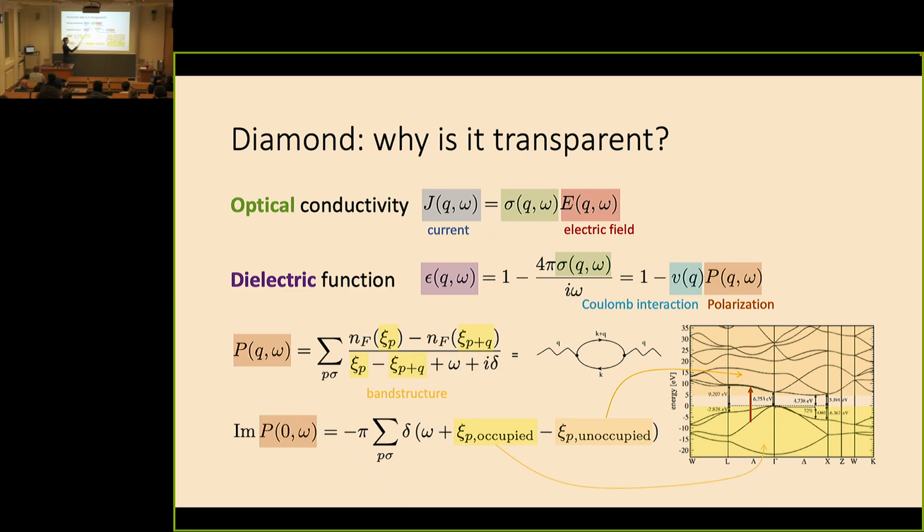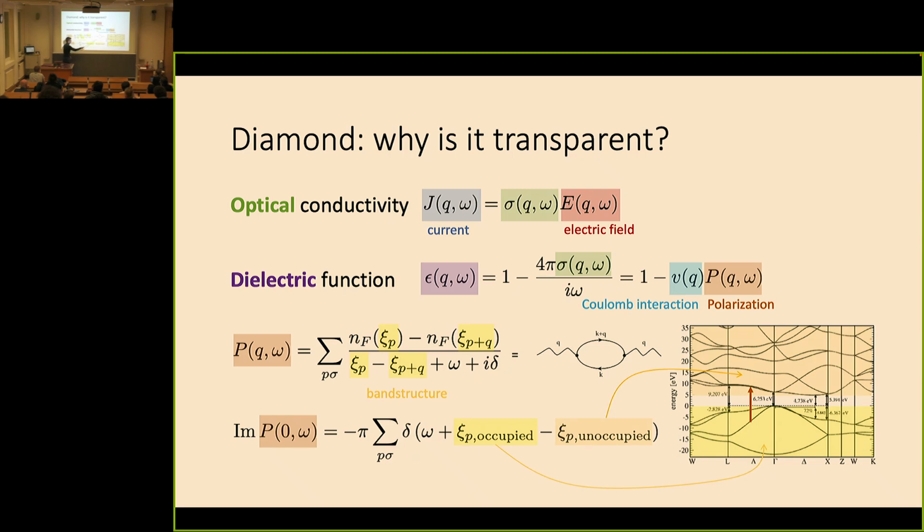Often the response to light is also expressed in terms of the so-called dielectric function, which is just a rewrite of this optical conductivity. And it's a nice rewrite because now you can directly relate this to a concept from quantum mechanical Feynman diagrams called the polarization. So the dielectric function is this relation with the optical conductivity, and it happens to be 1 minus the Coulomb interaction, which is the interaction between electric charges, and the polarization.